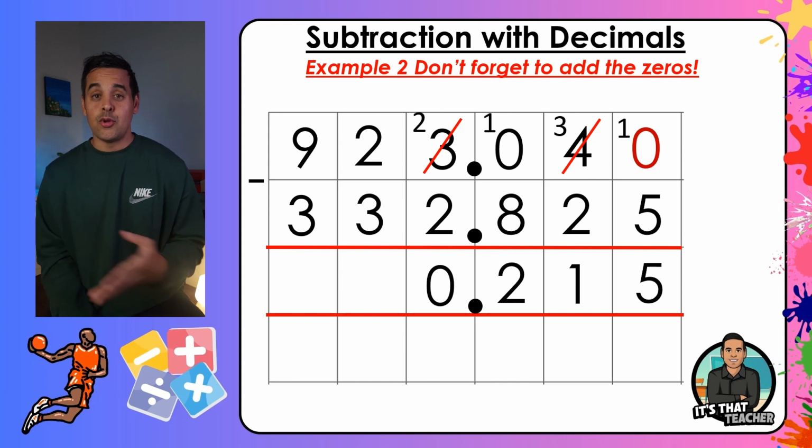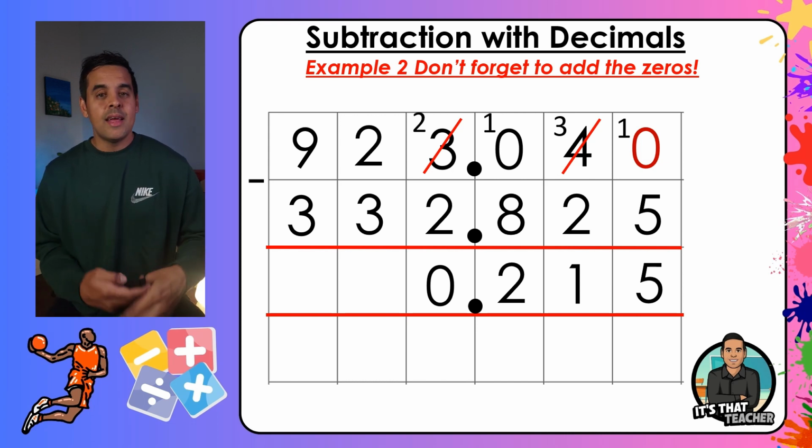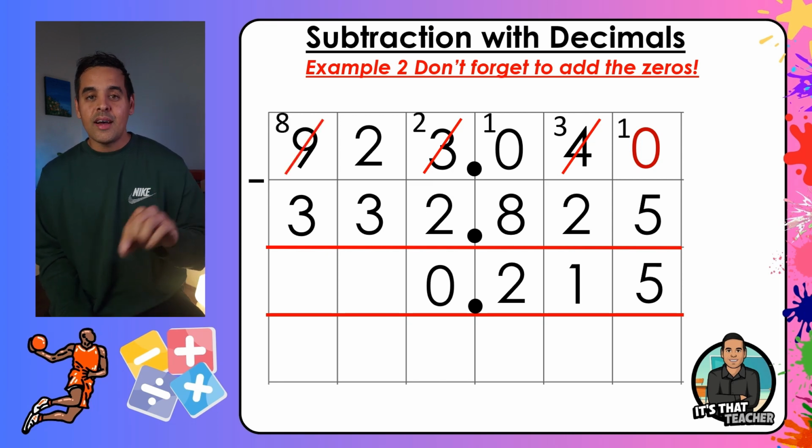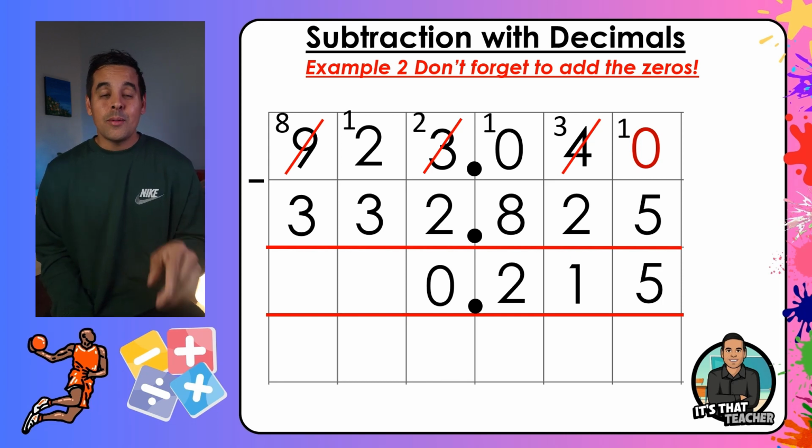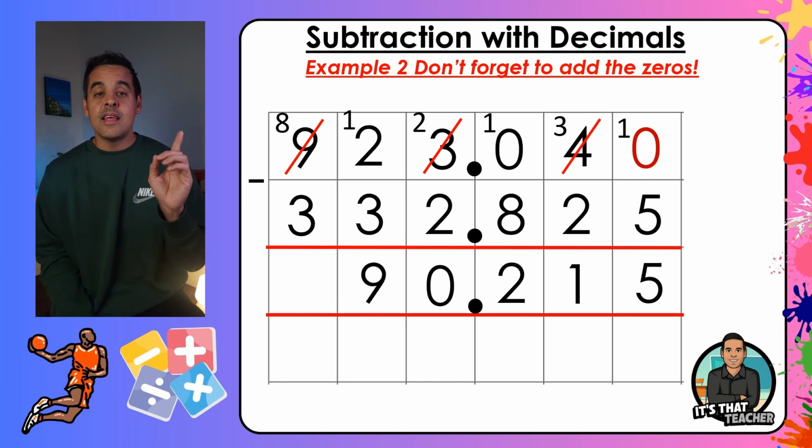2 take away 3, you can't do it. Hold up 2 fingers, take away 3, can't do it. You need to borrow. Go to the hundreds column, borrow 1 from that 9, changing it to an 8, giving the 1 to the tens column. 12 take away 3 is 9, and 8 take away 3 is 5.